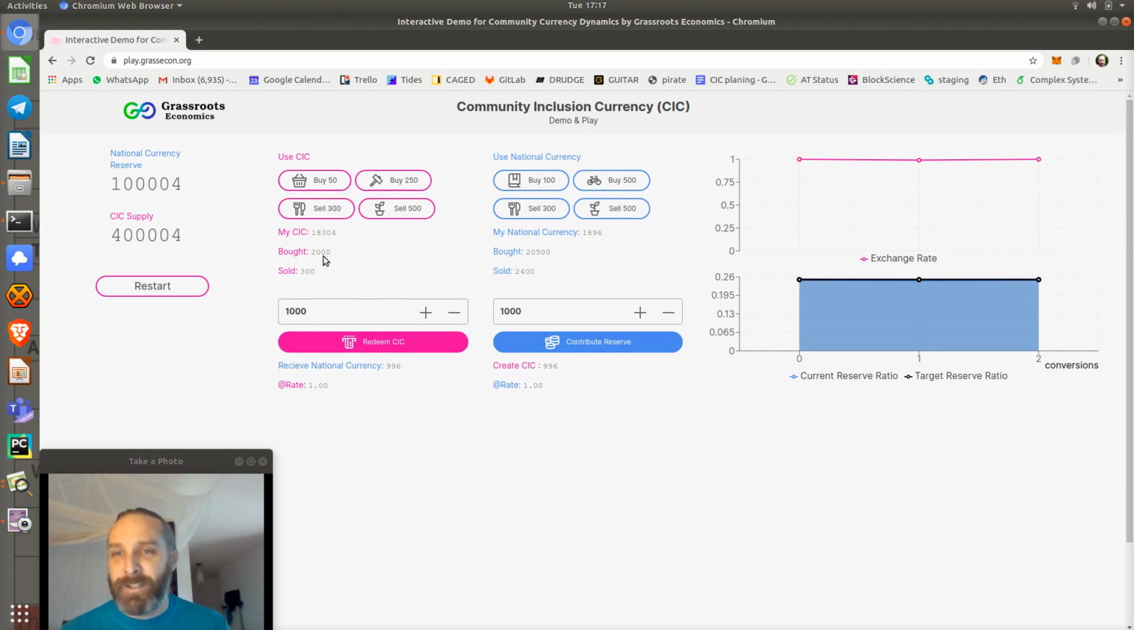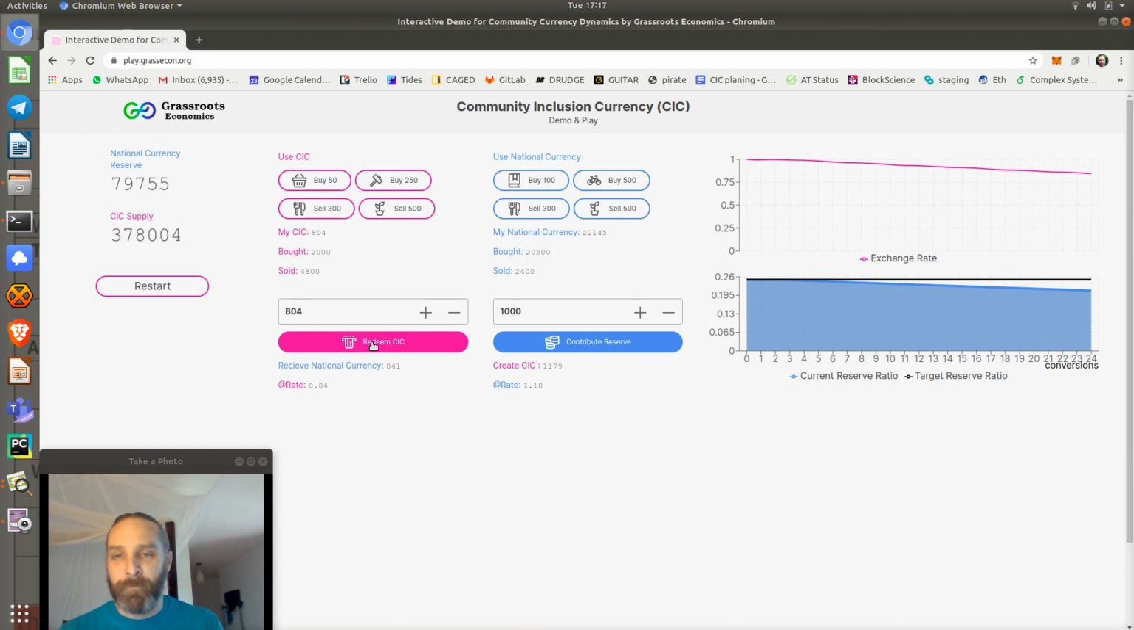And she's able to now buy and sell in her local currency. And let's say there's a lot of people selling off the community currency here, and that's dropping the rate way, way down. Well, then there's even more of an incentive for people to fill that back in, right? So the incentive to add some reserve right now is that if I put 1,000 into this pot, I'm going to create 1,179 tokens.